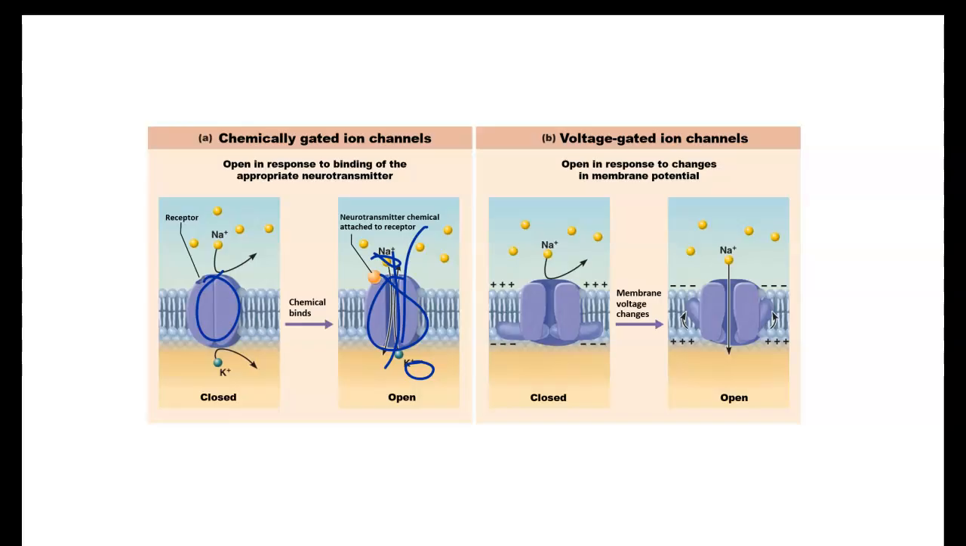Another way we can control the charge of the cell is by a change in voltage. Normally the inside of the cell is negative and the outside is positive, which keeps ions from coming through. But if the inside changes to a positive charge, it affects another type of protein, called a voltage-gated ion channel, embedded within the membrane. It changes the shape of that protein, which opens the channel and allows ions to come through.